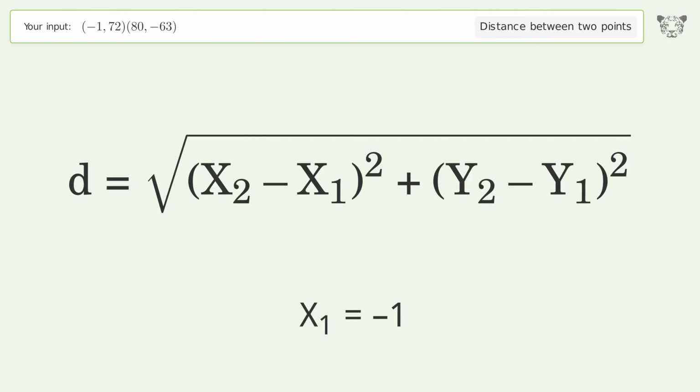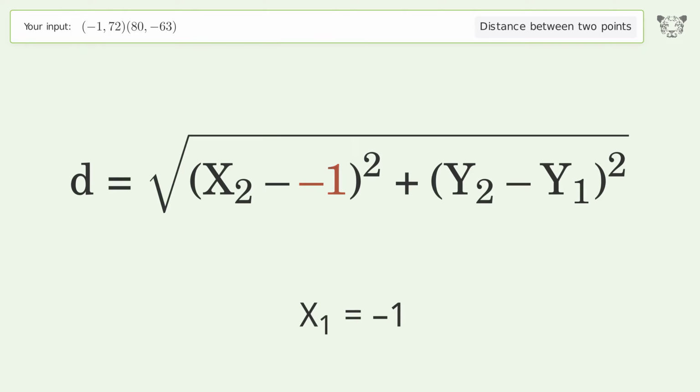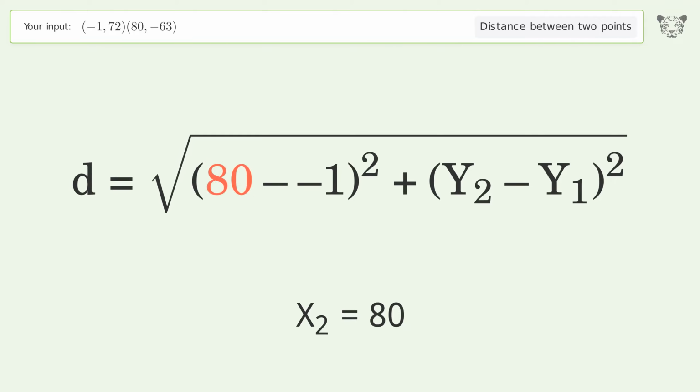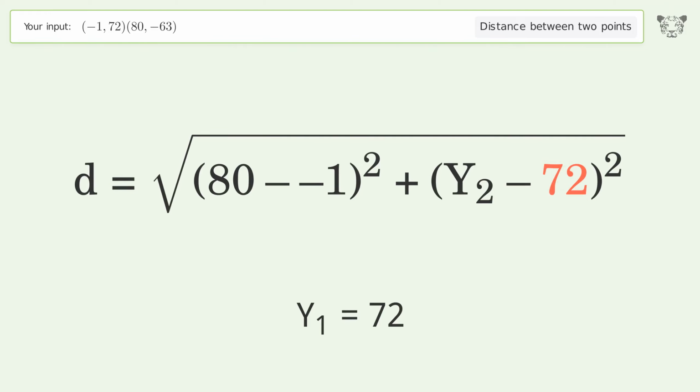x1 equals -1. x2 equals 80. y1 equals 72. y2 equals -63.